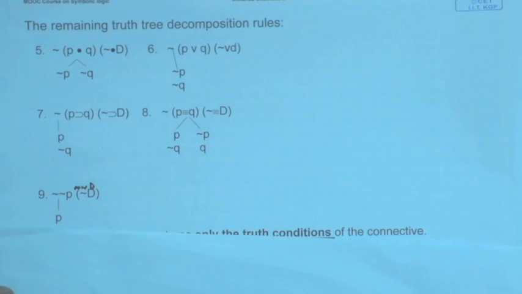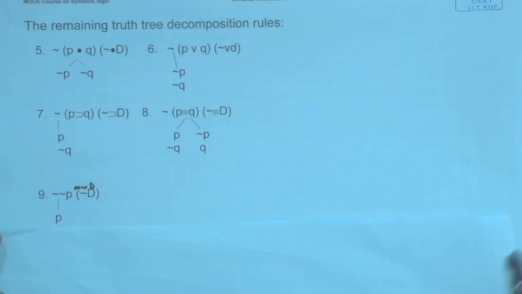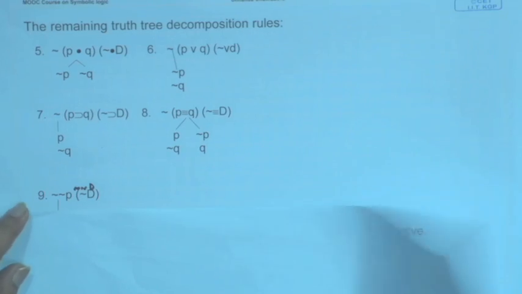Okay. So, this is what will complete our total truth tree decomposition rules. You have 9 of these, because there are 9 possible kinds of connectives that you can encounter in a truth tree, and when you do, you have the entire set of rules to apply to it.